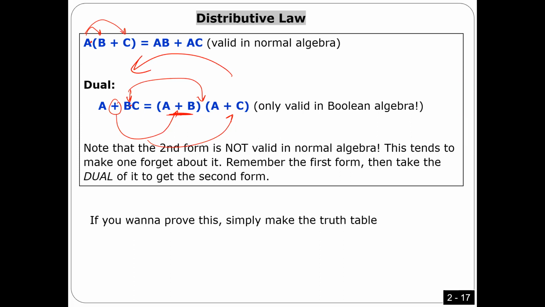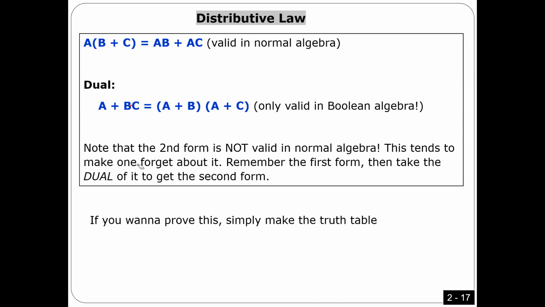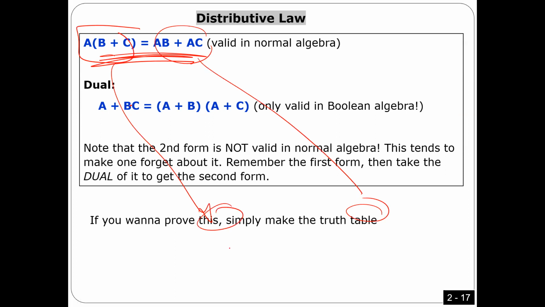Again, I didn't prove it, but if you want to prove whether this one is true or not, you can simply make a truth table. You have A, B, C, so you can make one column for this one and another column for this one, and then look at what values you get. If they are exactly identical, that means they are equal. Okay.